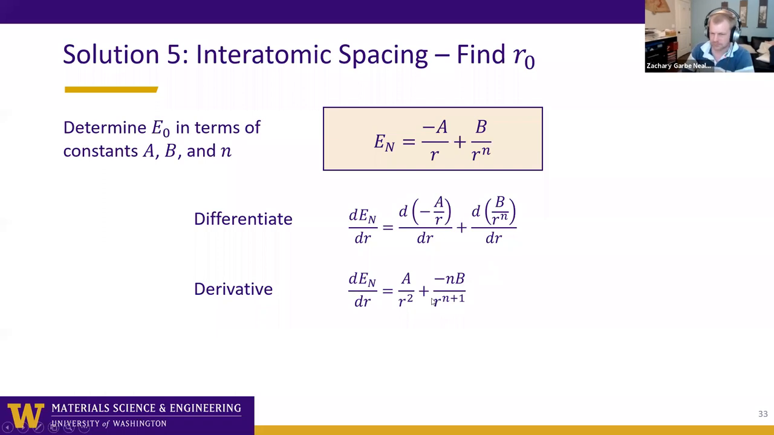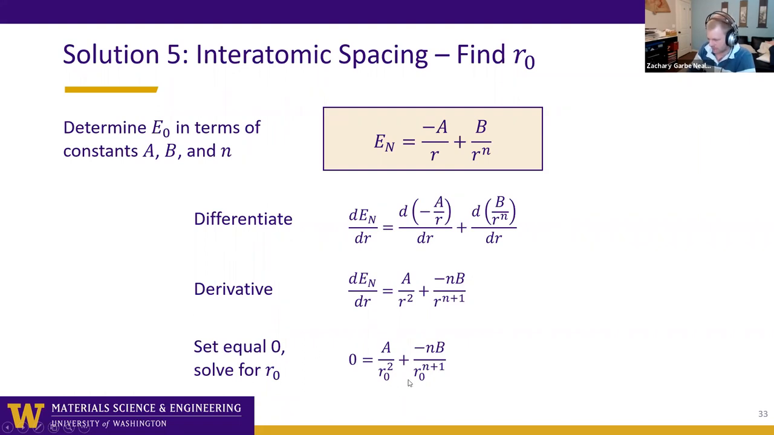As we said before, we're going to set this derivative equal to 0, and that will be the minimum of the energy curve. Then we can solve for R, and that will be R naught. We set it equal to 0 and solve for R naught, separating these terms to get R naught on one side. Now we have a value of R naught, the equilibrium atomic spacing, given in terms of the constants A, B, and N, which are usually given in a problem.